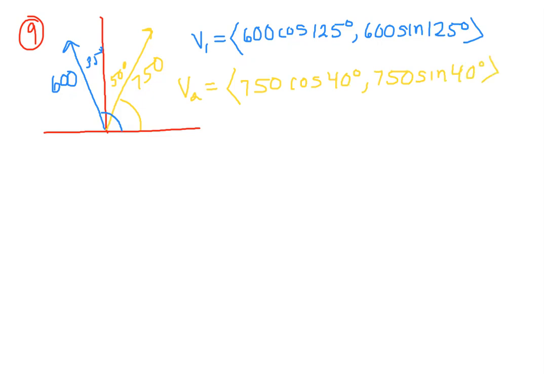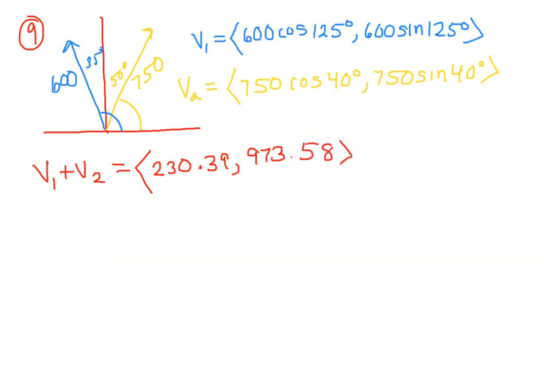And our resultant, we're going to add them together. And if you do that, you should get 230.39 and 973.58. Find the magnitude. I'm not going to write it all out. You know the formula by now. The magnitude I get here is 1,047 pounds.